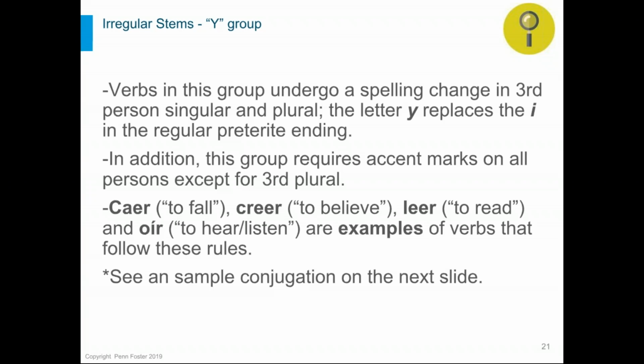And the four main examples of this type of verb are caer, to fall, creer, to believe, leer, to read, and oír, to hear or listen. If you notice, they all have that Y sound in their pronunciation. Caer, creer, leer, and oír.